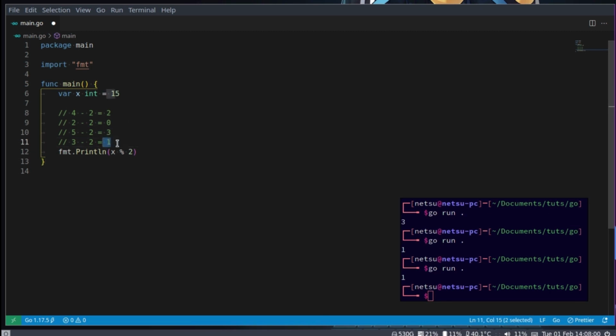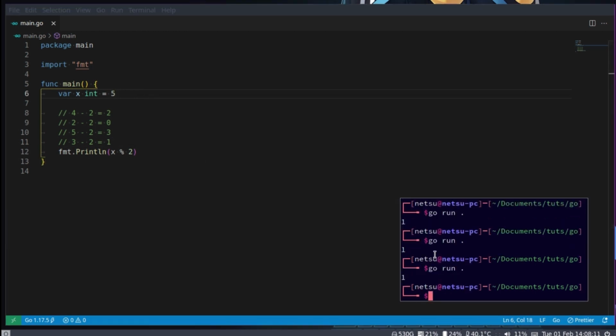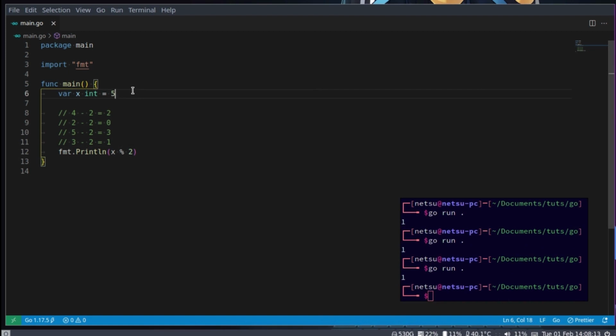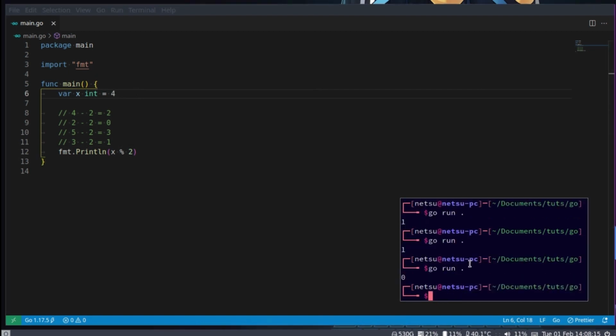So if it ends in 1, it is not an even number. If it ends in 0, it is an even number. To show you that this works, if I were to make this 5, we should get 1. If I were to make it 4, we'll get 0.